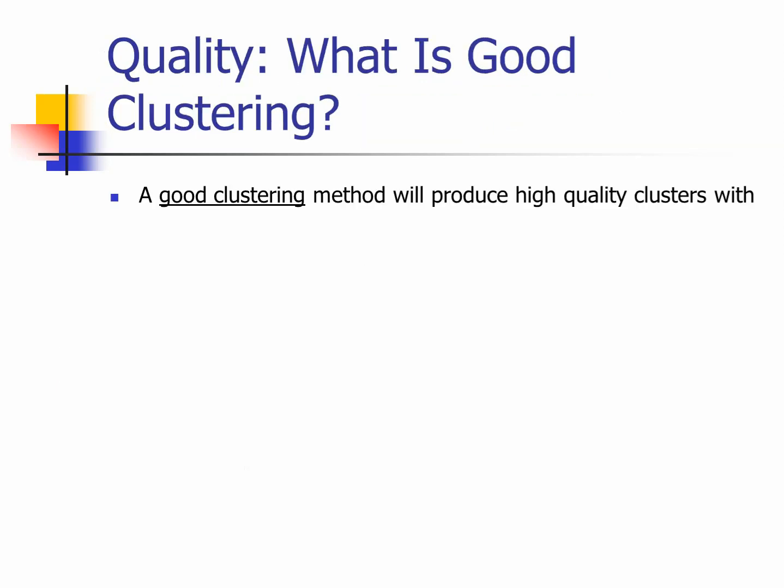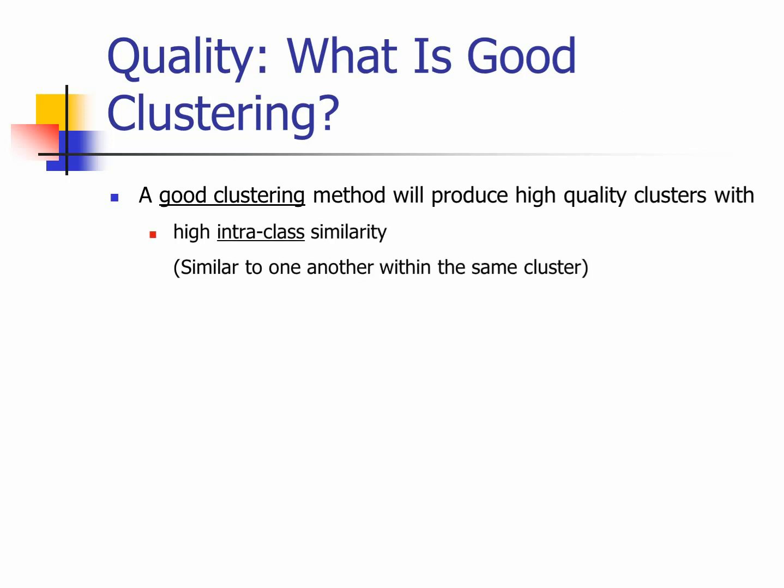So, what is a good cluster? Since we already know that we want to put similar things together, obviously, that is one important criterion. A good clustering method will produce high-quality clusters with the following 2 important things. First of all, high intra-cluster similarity. So if you put things into one cluster, they all need to be similar to one another.